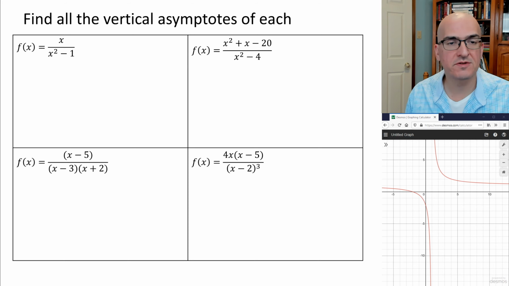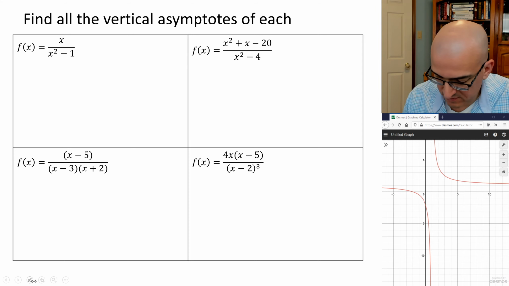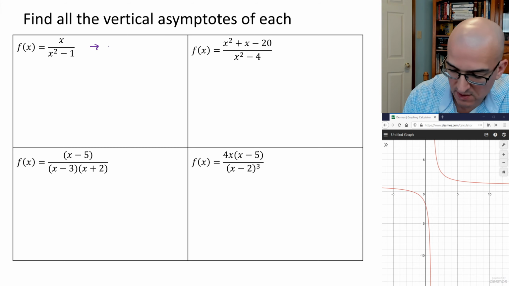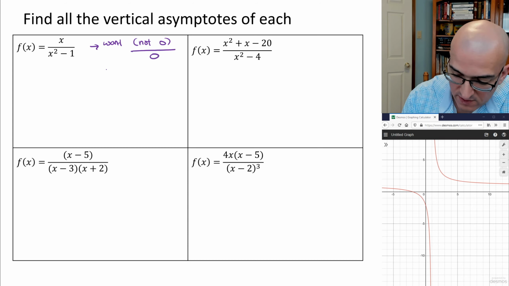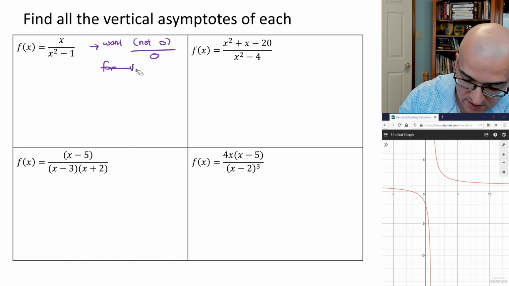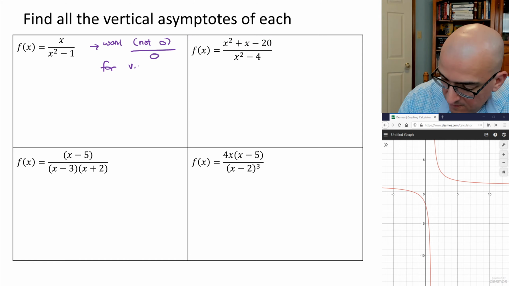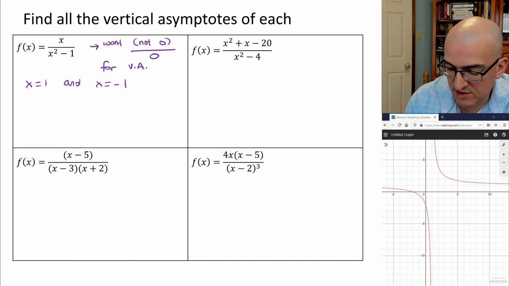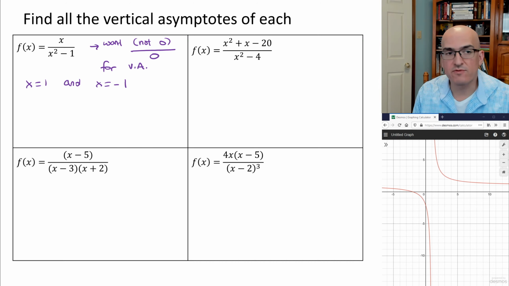Let's do the same procedure for these 4 problems. So top left, when is that one going to be not 0 over 0? We want not 0 over 0 for vertical asymptotes. x equals 1 and x is equal to -1. Plug in either of those, we'll get 1 or -1 on top and 0 in the denominator. So that fits our shortcut for the locations of vertical asymptotes.